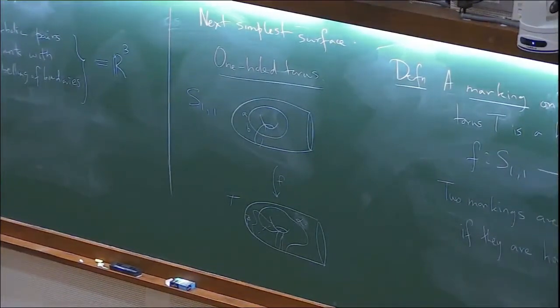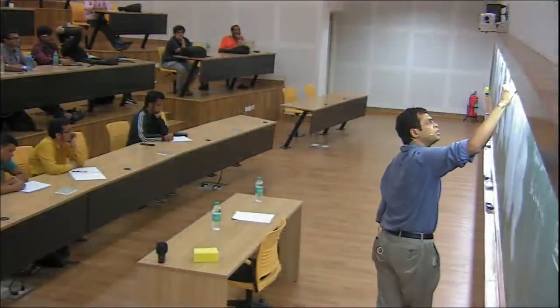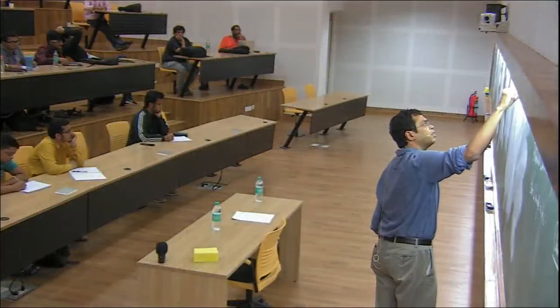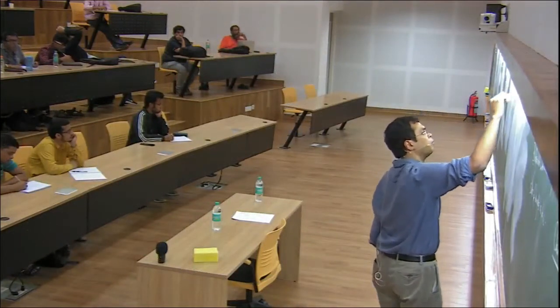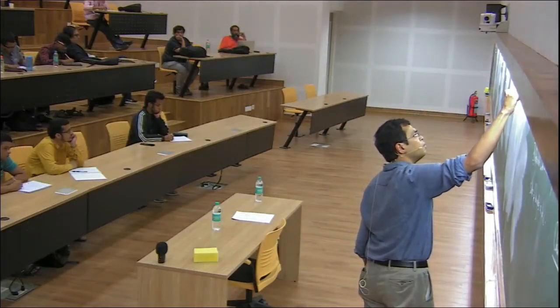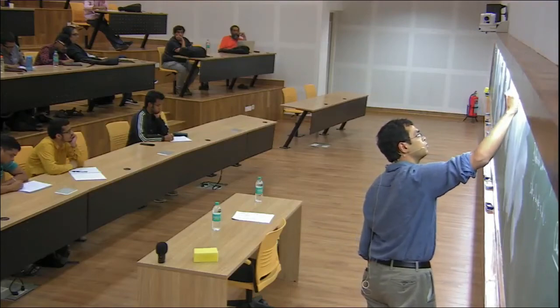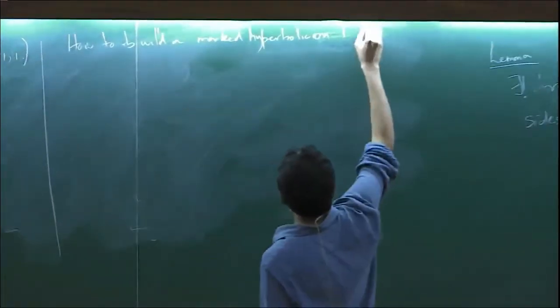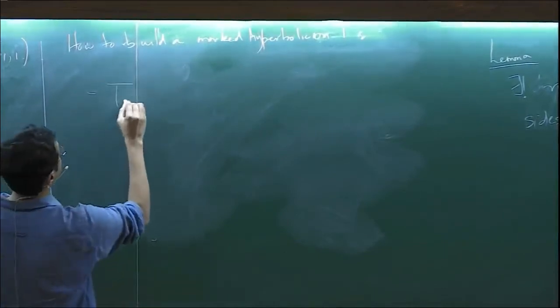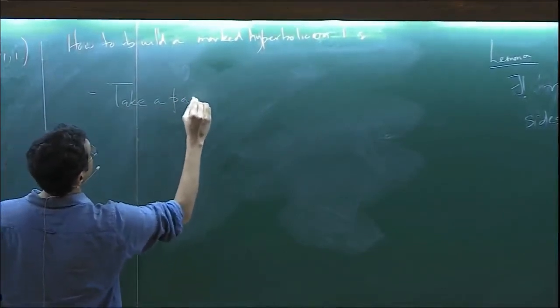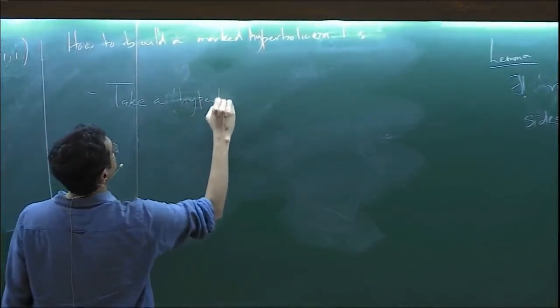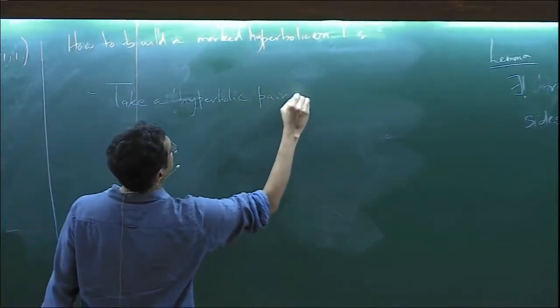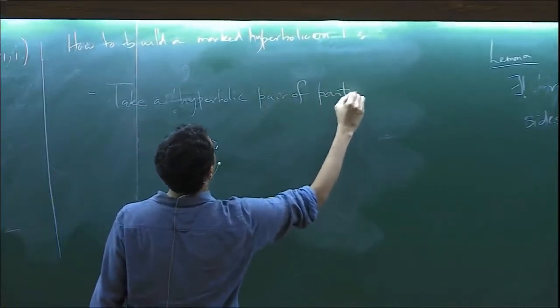So how to build a marked hyperbolic one-hole torus? Now you want to build a hyperbolic metric and a marking on a one-hole torus, so let's call it T. Well, like before, you want to start with a simpler surface. So this time you take a pair of pants, a hyperbolic pair of pants. These you already know about.